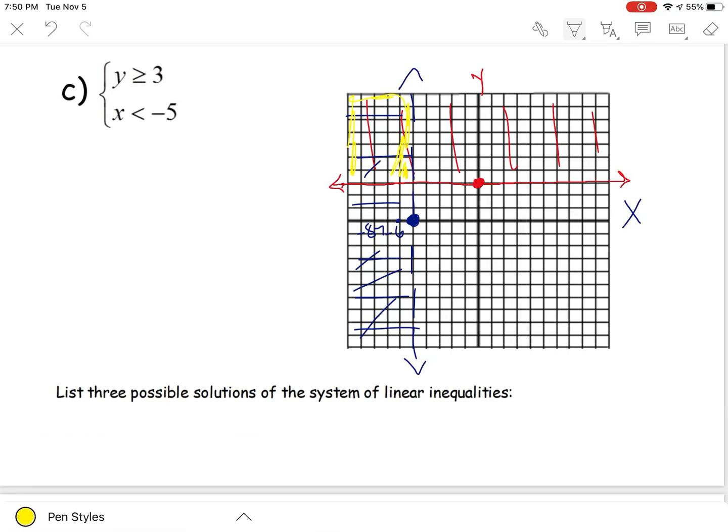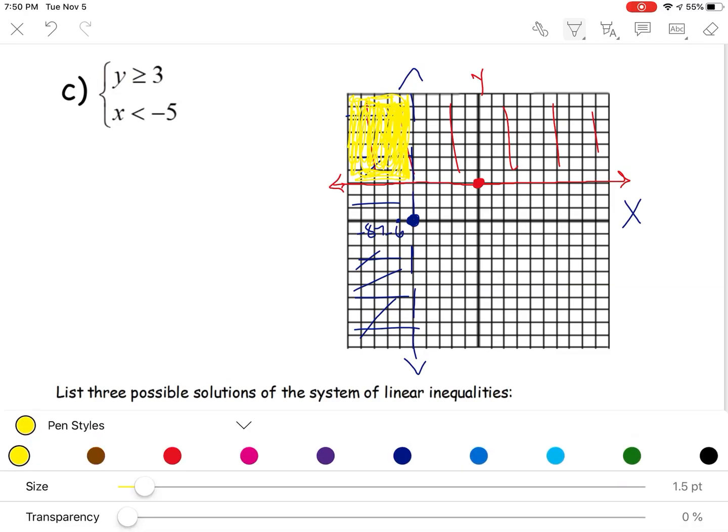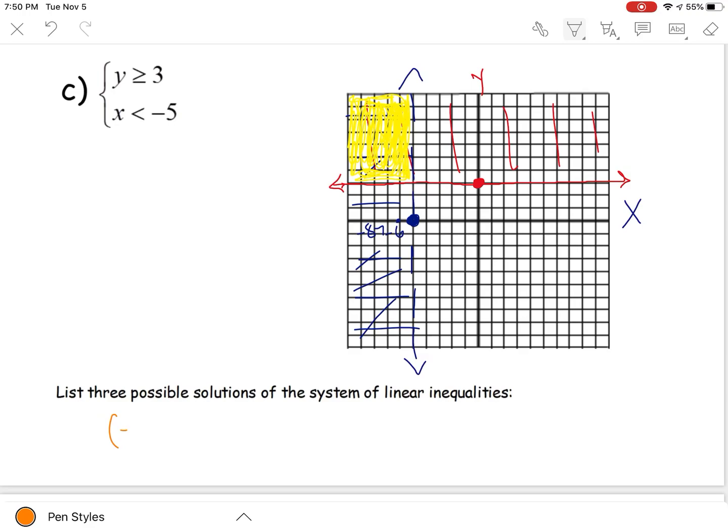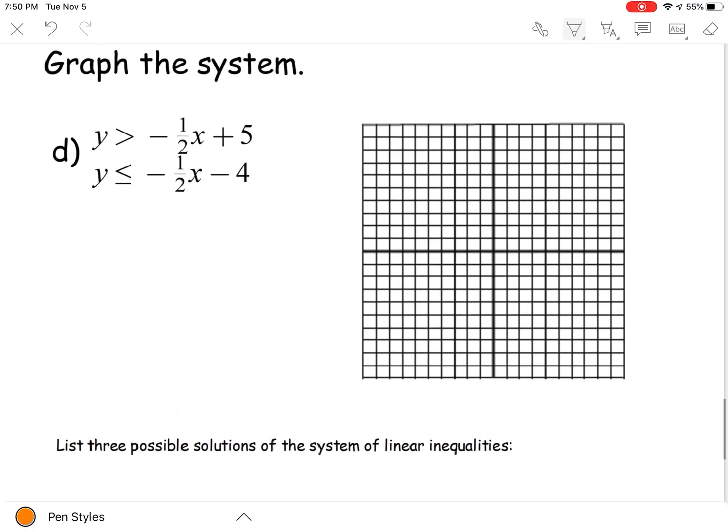So that means this corner right up here. Anything in this corner, that is our solutions for this particular set. So you could pick any 3 ordered pairs from that corner, and those would be your possible solutions. So we could pick, let's see, negative 9, 9 is in that corner. Negative 10, oops, negative 10, positive 10 is in that corner. All right, one more. How about the point negative 6, positive 4 is in that little shaded region. So those are 3 of the possible solutions in that area.